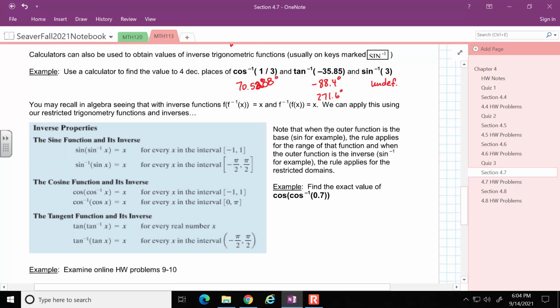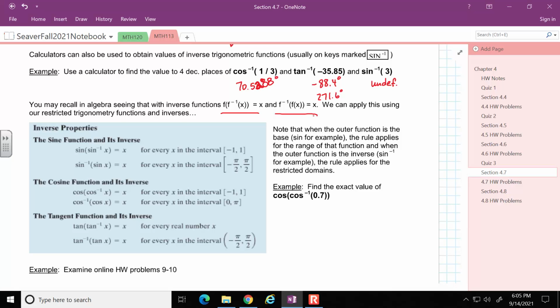For inverse functions, and again, I mentioned this a little bit, f of f inverse of x should give you x. F inverse of f of x should give you x. This is one way that inverse one-to-one and inverse functions are defined. If I take the sine of the inverse sine of some value, I should get that same value, but you have to think about that a little bit. So when the outer function is the base, the rule applies for the range of that function. The outer function is the inverse, then you're just going to apply for the restricted domain.